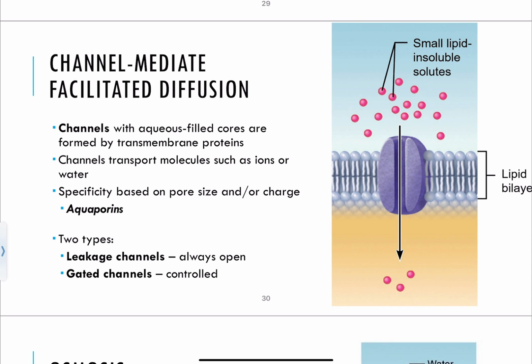However, they do provide a little bit of specificity because the pore size, so this area right here, will not allow all molecules to cross, and same thing with charge because proteins are made up of amino acids, and amino acids have different charges depending on which amino acid we are talking about. We have two types of channel mediated facilitated diffusion proteins. We have leakage channels. These are ones that are always open and they allow ions to move via their concentration gradient. And we also have gated channels. So the opening of these channels is going to be controlled either by a chemical or some sort of electrical signal.